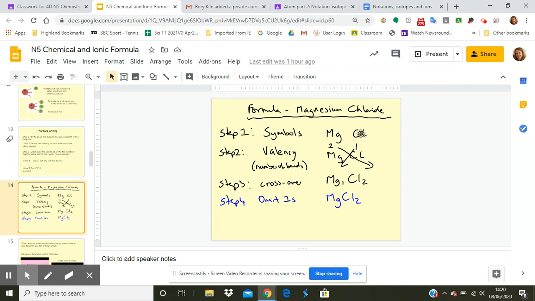Write the symbols MgCl. Valency of magnesium is 2, valency of chlorine is 1. Cross them over so they end up small subscript numbers telling you how many you've got of each one. Remember, in chemistry, we do not use ones, so you always miss out the 1. So you have MgCl₂.